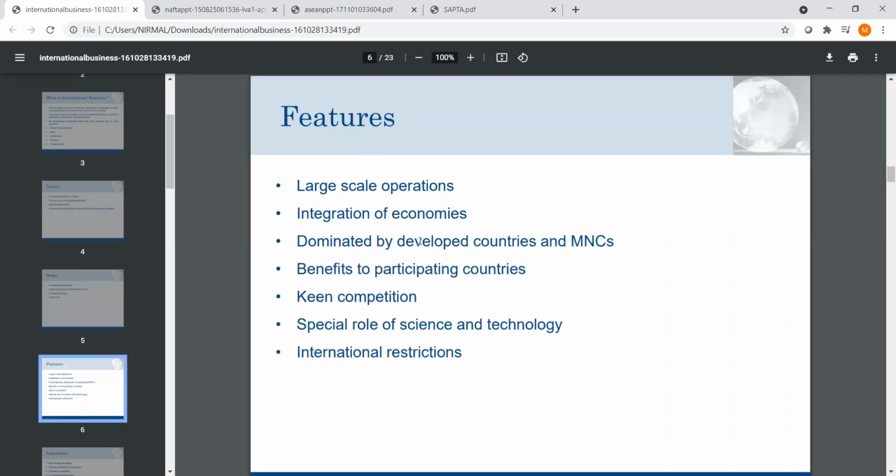The features: large-scale operations, integration of economies dominated by developed countries and MNCs, benefits to the participating countries, keen competition, special role of science and technology, and international restrictions. These are the features of IB, international business.